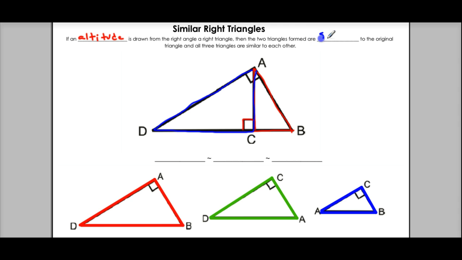They are similar to the original triangle, which is BAD, the big triangle right here. And all of these triangles, therefore, are also similar. So basically there are three similar triangles: this small guy right here, this guy right here, and the whole big triangle. And if you look below, I broke it down for you. There are three triangles that are formed.